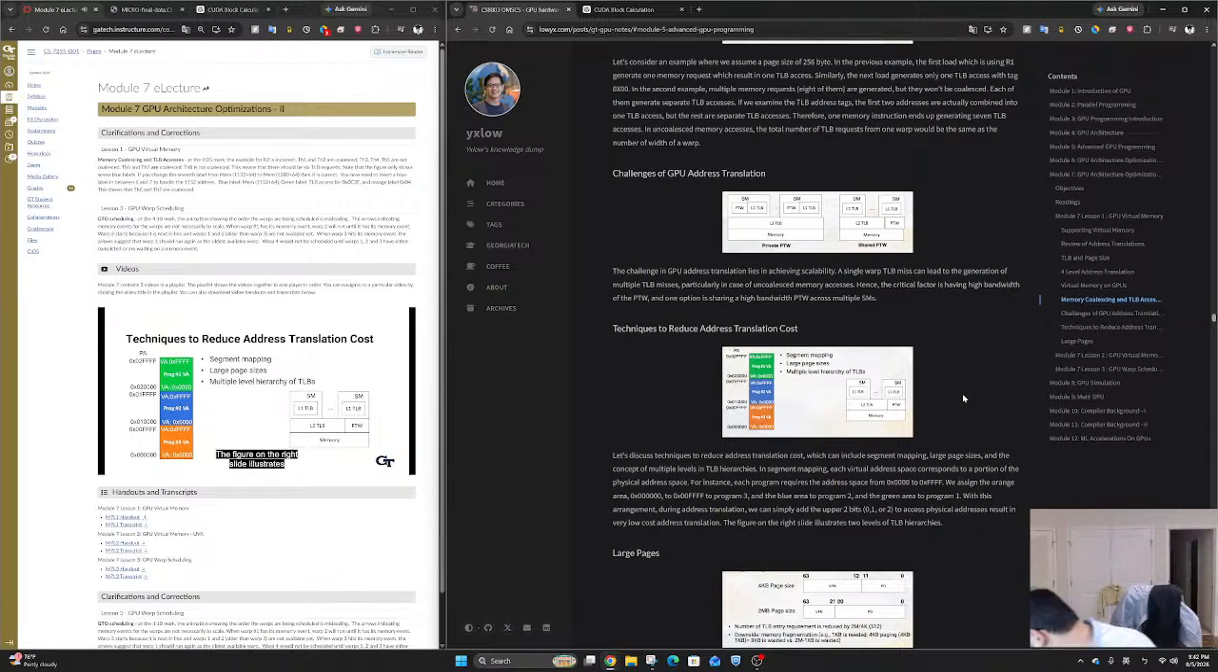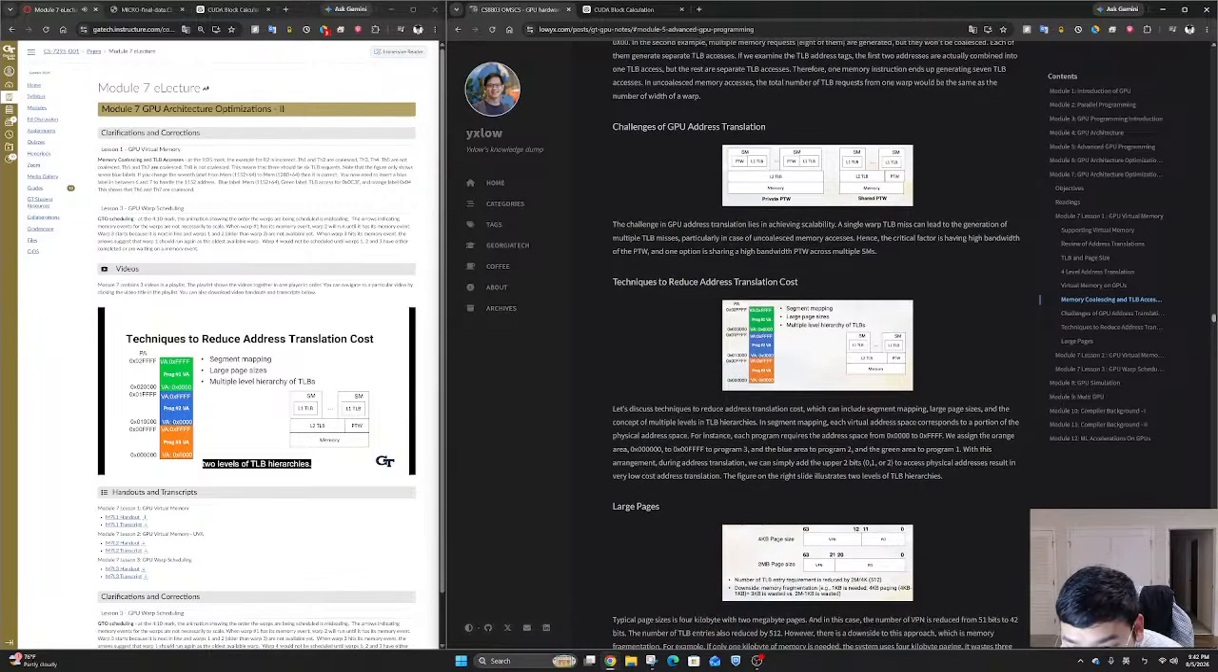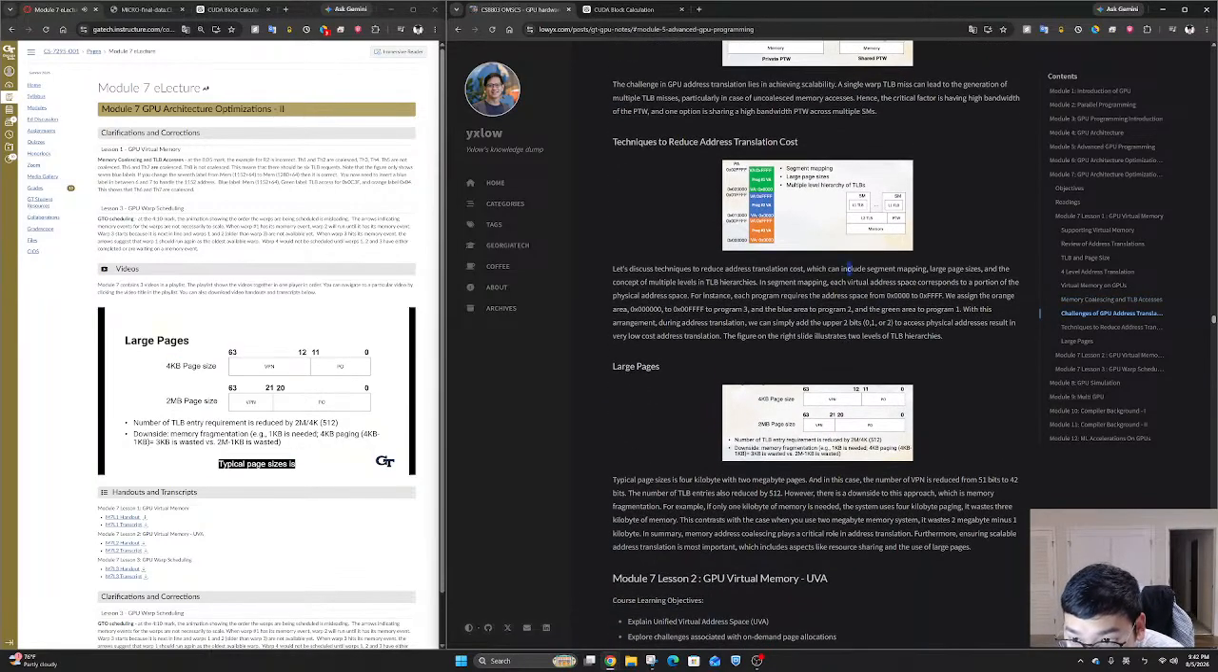The figure on the right slide illustrates two levels of TLB hierarchies. Typical page size is 4 KB, compared with 2 MB pages. In this case, the number of VPN bits is reduced from 51 bits to 42 bits. The number of TLB entries is also reduced by 512.